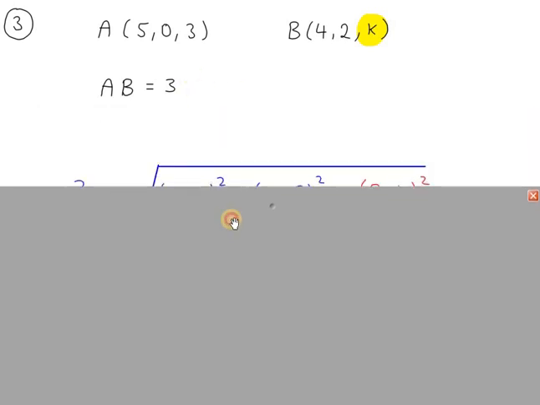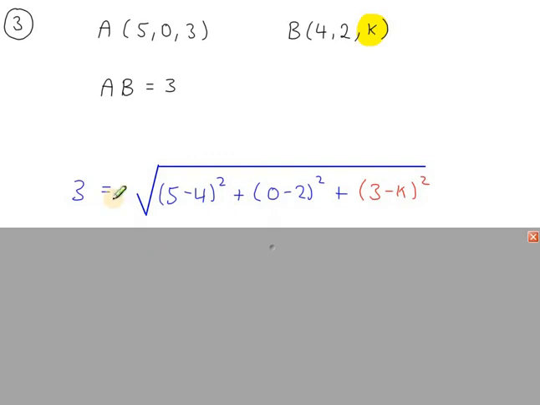So we set up Pythagoras' theorem again in 3 dimensions. So the distance 3 goes here, we know that already. And we've got the 5 and the 4, if you subtract them, square that distance. The 0 and the 2, you subtract those again, you square. The 3 and the k there, you subtract them, you square.